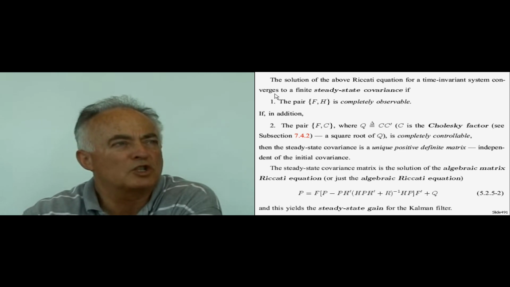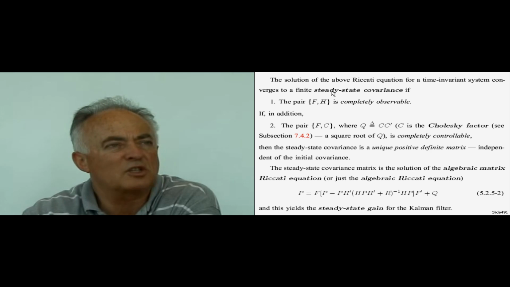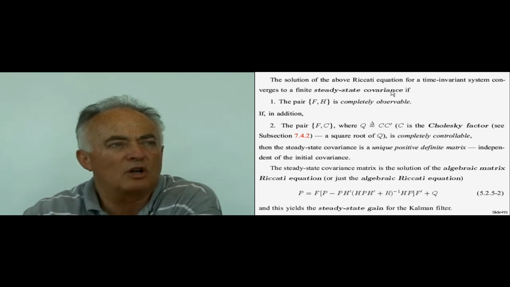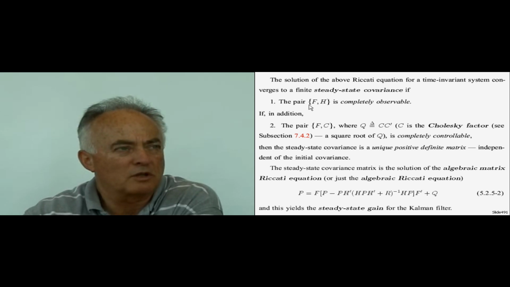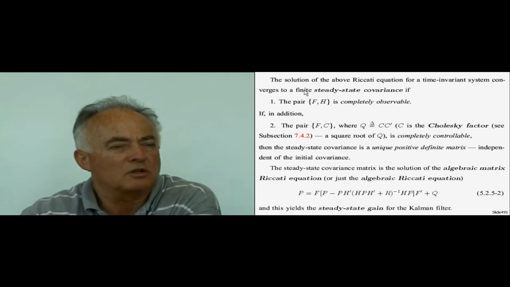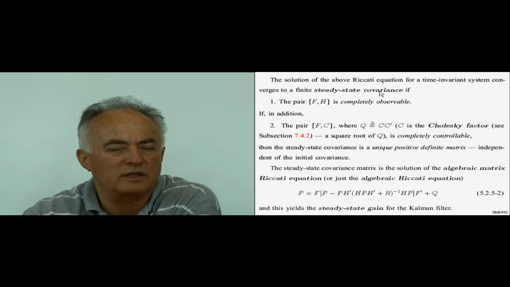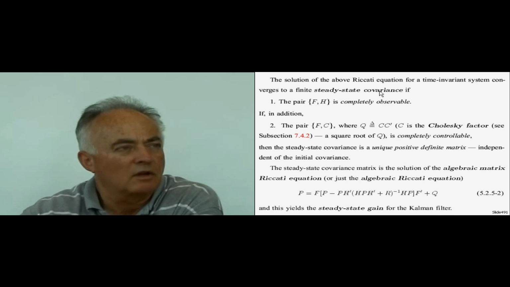It will converge to a finite steady state covariance under two conditions. The pair (F,H), that's the system transition matrix and the measurement matrix, is completely observable. If so, it converges to a finite steady state. There is no result about uniqueness or the exact nature of the solution, but there is a finite solution that's bounded from above clearly.